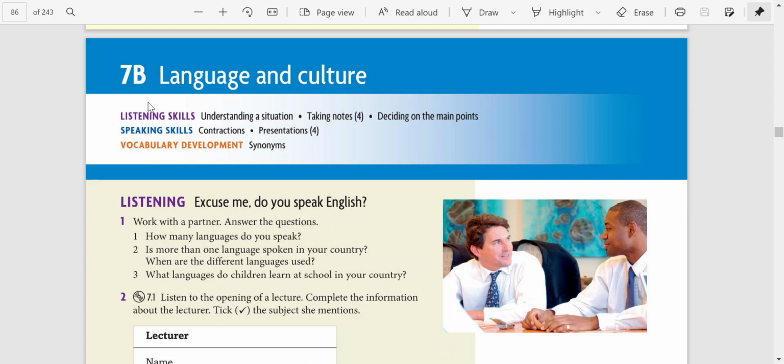Okay, in here as previous units we have three parts. Listening skills and speaking skills, vocabulary development. For listening skills, the aim of this unit, we must know about understanding a situation, taking notes and deciding on the main points. And for speaking skills, we have contraction and presentations. And for vocabulary development, we have synonyms.